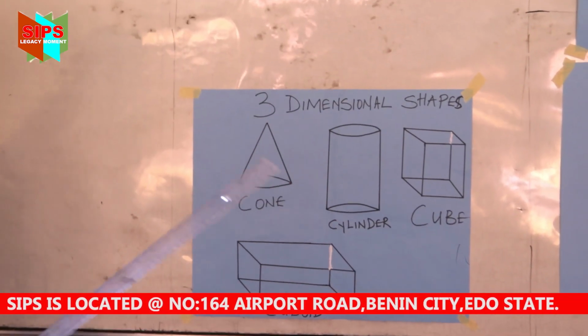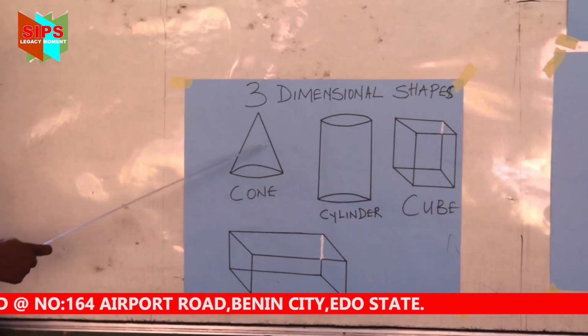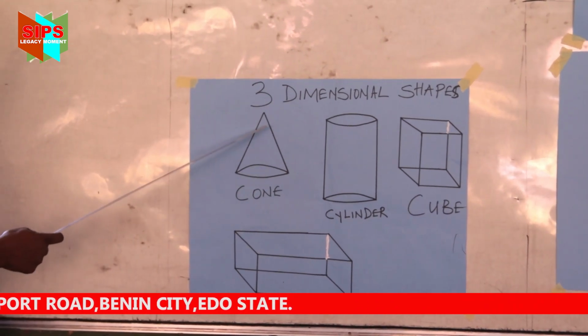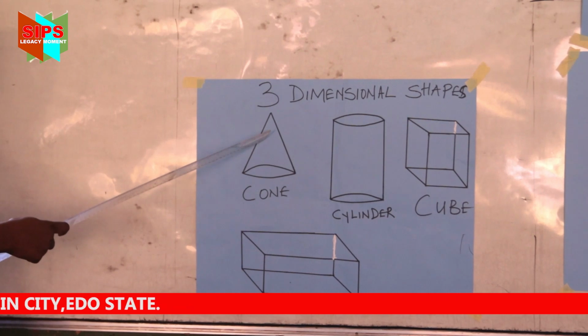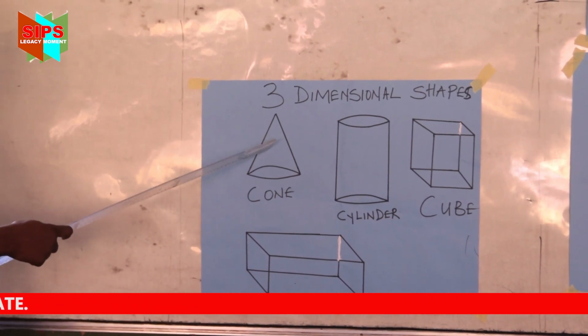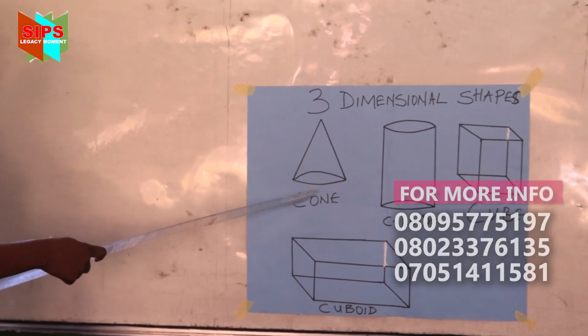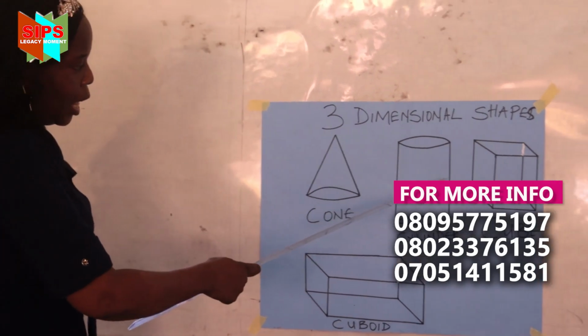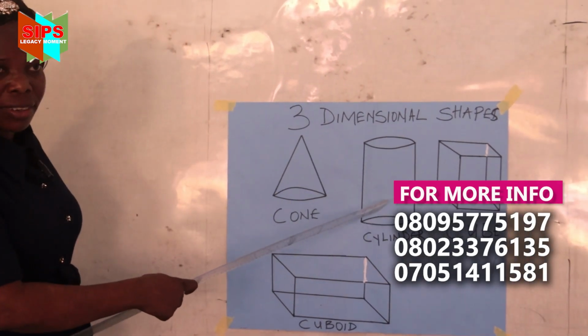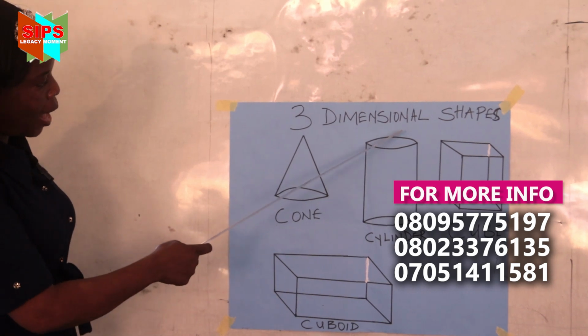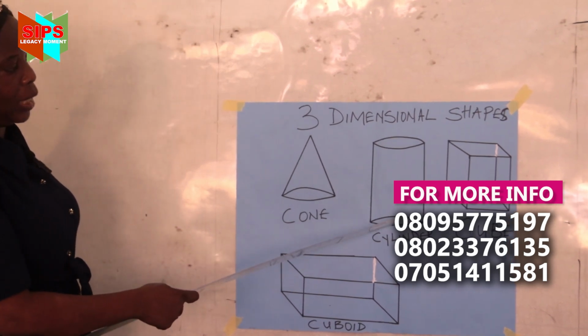Let's look at these shapes and why they are regarded as three-dimensional shapes. This is a cone. How many faces can you see? How many flat surfaces can you see? Two. So that means a cone has two faces. This is a cylinder. A cylinder has how many faces? 3 faces. 1, 2, 3.